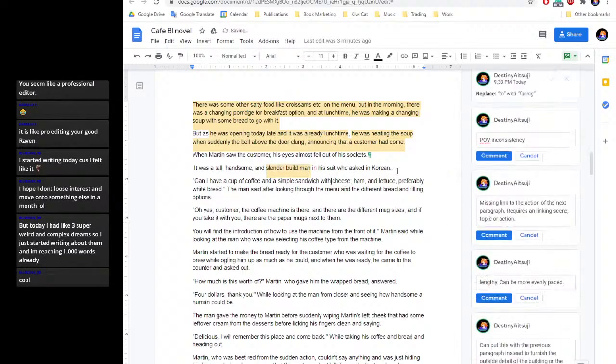Who asked in Korean, can I have a cup of coffee and a simple sandwich with cheese, ham, lettuce, preferably white bread? After looking through the menu and different bread and filling options.